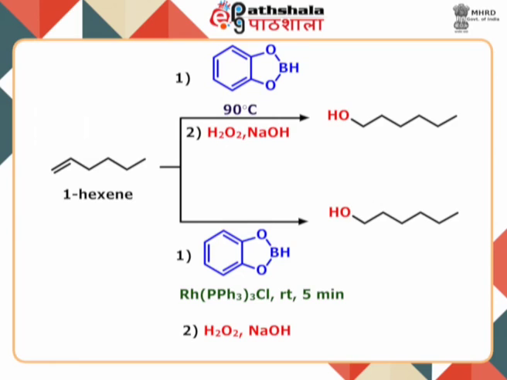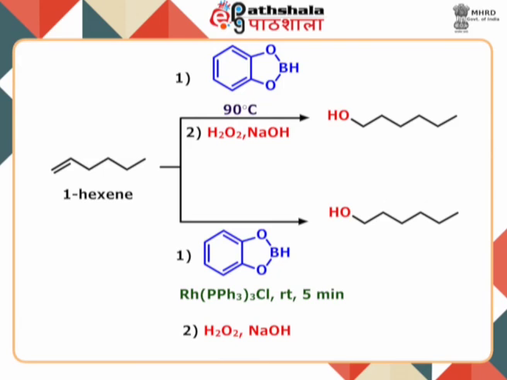Now, let us try to understand this with the help of an example. As you can see here, 1-hexene, when it is treated with this catechol borane and then later on oxidized with H2O2 in the presence of NaOH, we get the corresponding alcohol. But in this reaction, notice that the temperature required is very high, that is 90 degrees centigrade.